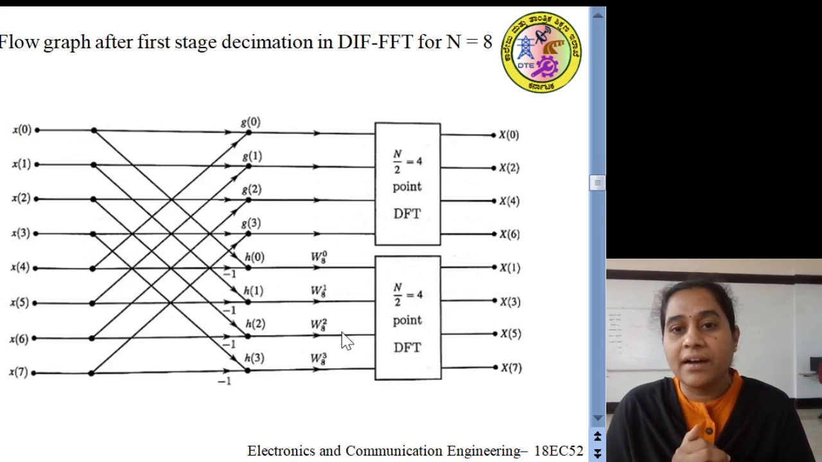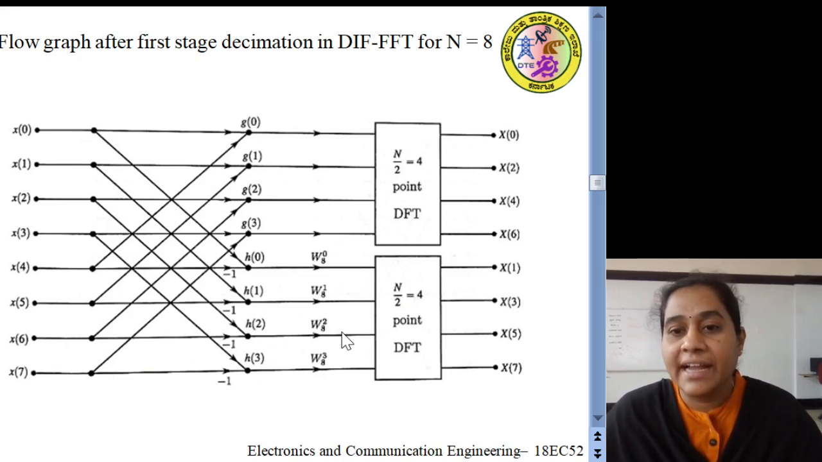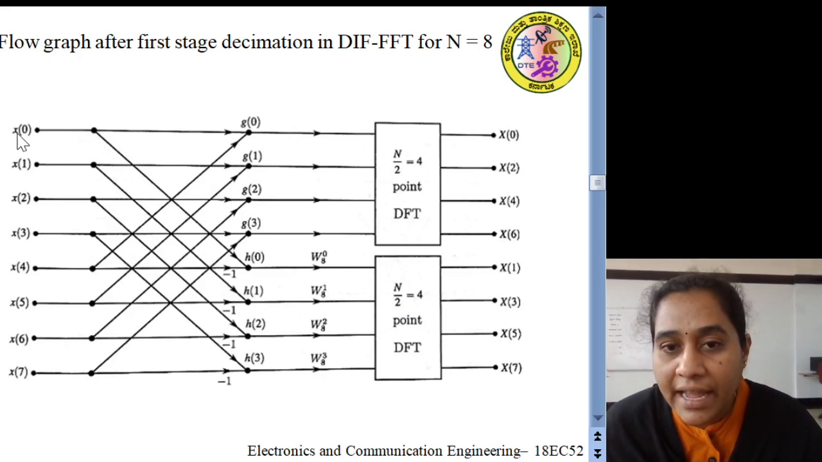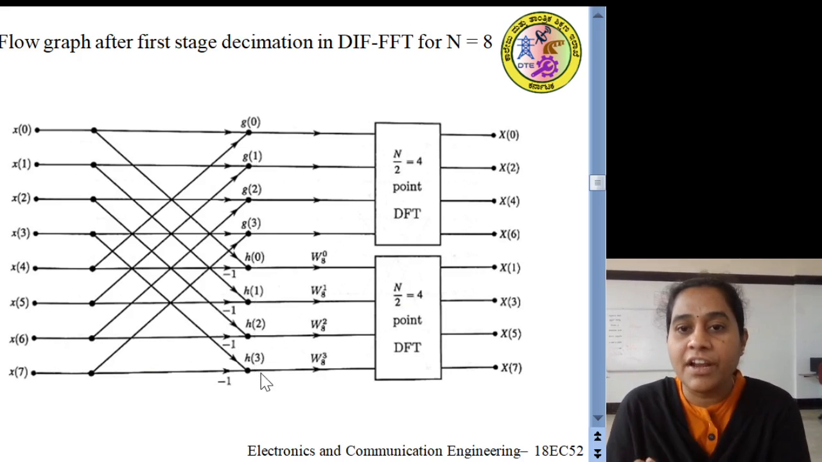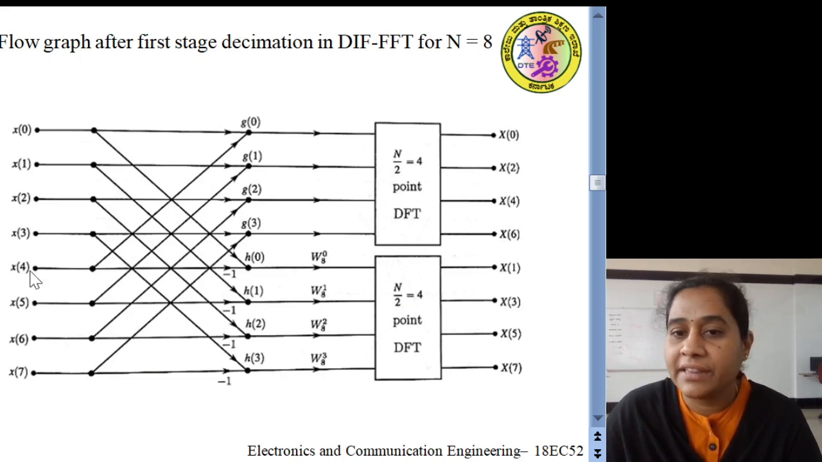So if we write the flow graph after this first stage of decimation for the value of N equal to 8, we can write it like this. We can observe here x of 0, x of 1, x of 2, x of 3 up to x of 7, which is in natural order. This gets converted to two 4-point sequences, g of 0, g of 1, g of 2, g of 3 and h of 0, h of 1, h of 2 and h of 3. This is after the first stage of decimation. You can observe these values here.